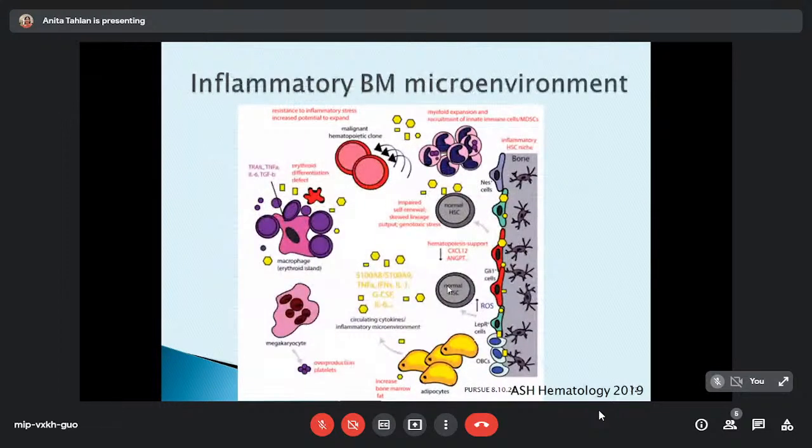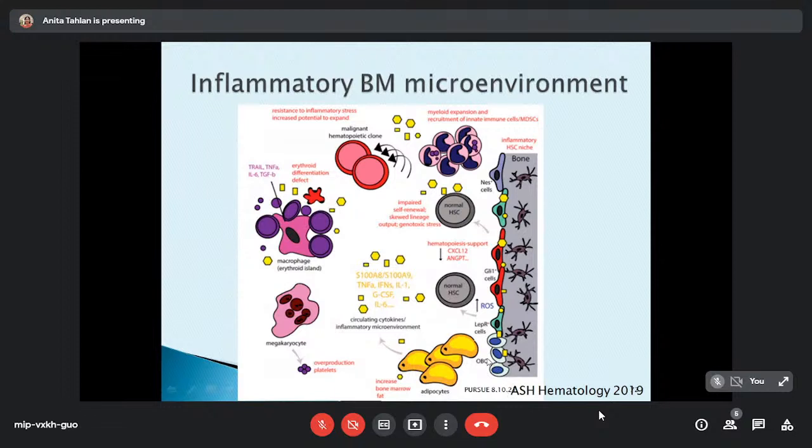So, whenever there is chronic inflammation in the bone marrow microenvironment, it can lead to initiator or even driver of a hematological malignancy. So, all these circulatory cytokines are increased in an inflammatory microenvironment like IL-6, and these in turn affect the megakaryocytes to produce more megakaryocytes. These yellow ones are the inflammatory microenvironments. They affect the erythroid island, which leads to its differentiation defect.